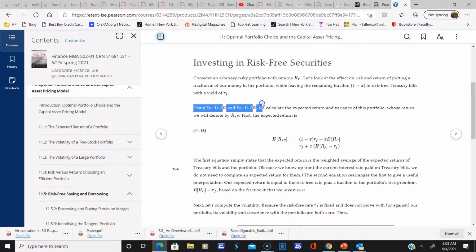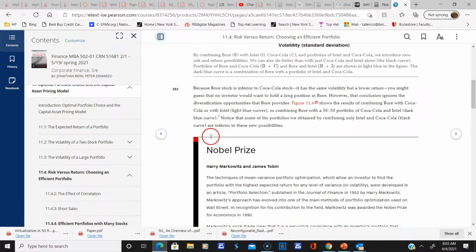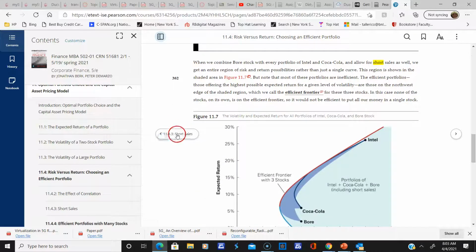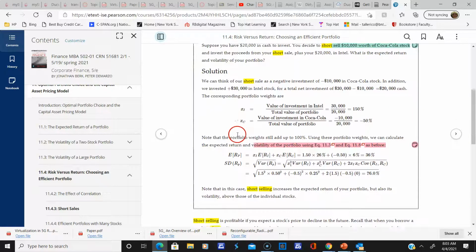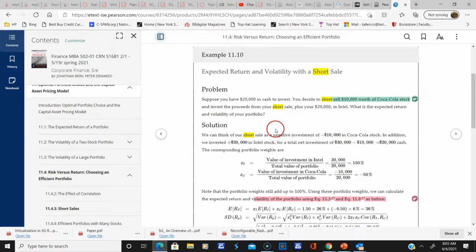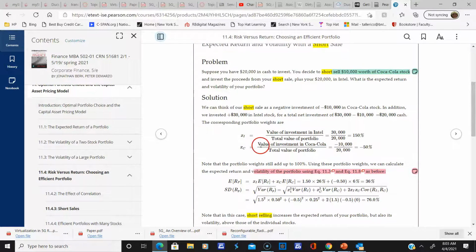You see what it says here? Using equations 11.3 and 11.8, which is what they did in the previous example if we did not have a risk-free investment. Let me just go back for a minute. So you see in this example here, 11.10, there were no risk-free securities such as T-bills, and they used equation 11.3 and 11.8.